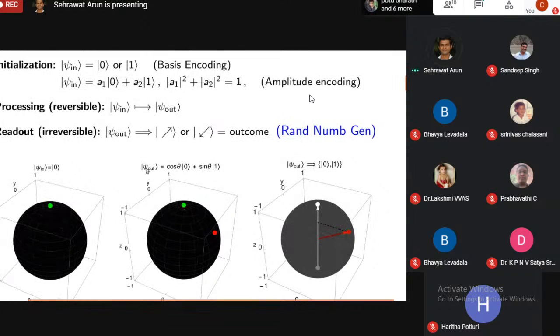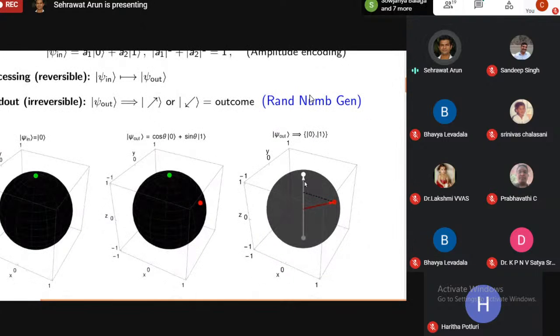For example, in this case, your psi out, which is denoted by this red point here, is cos theta 0 plus sine theta 1. So here a1 is cos theta and a2 is sine theta. After the process, when you perform a measurement, you use a direction. For simplicity, I just choose the same measurement along the z direction. So it is basically the projection of this final output state. The outcome will be either 0 or 1, but the probability is given by the component, which is cos theta in this case. So the probability is cos theta squared. You will get the 0 outcome with cos theta squared probability, and the 1 outcome with sine theta squared probability, and they add up to 1, of course.